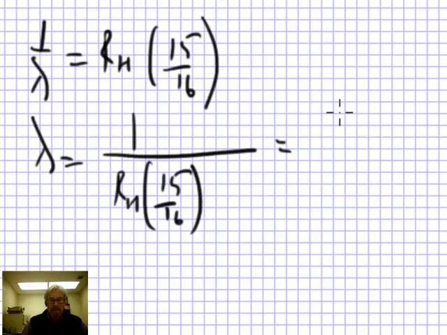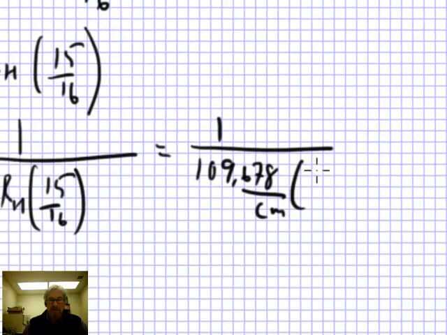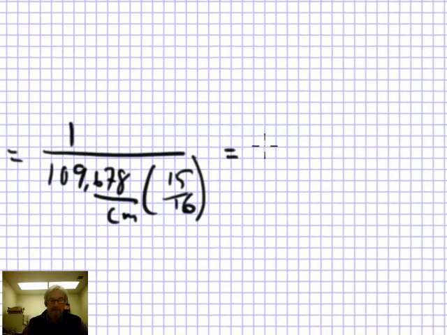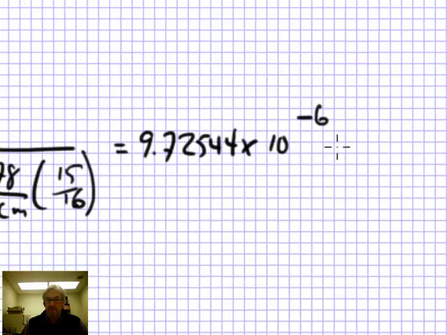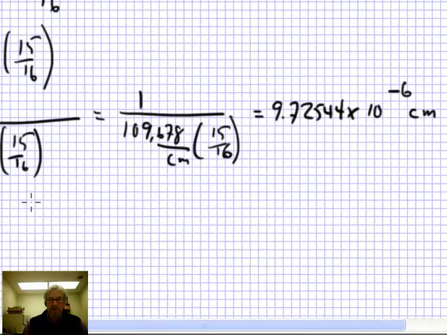So let's evaluate this. 1 over the Rydberg constant is 109,678 per centimeter, times 15 sixteenths. Well, here's what we come up with. Everything's exact here except the Rydberg constant, so we have a lot of sig figs: 9.72544 times 10 to the negative 6th, and remember this is in centimeters, so our wavelength is in centimeters. Let's calculate this in nanometers, because that's what we seem to end up using a lot. So 9.72544 times 10 to the negative 6th centimeters.